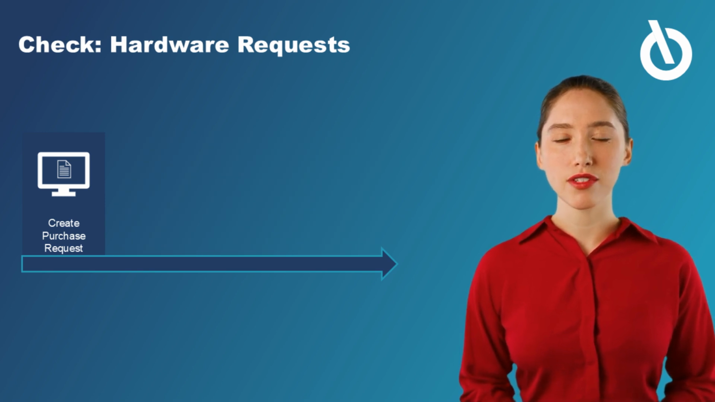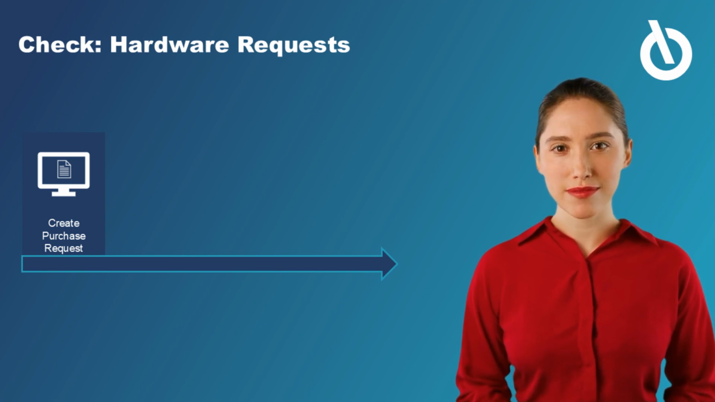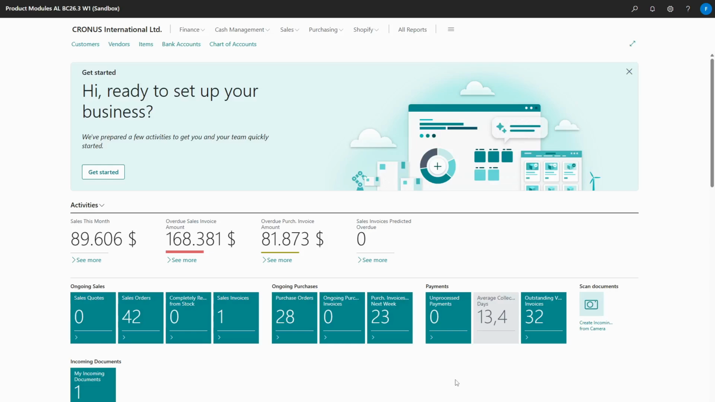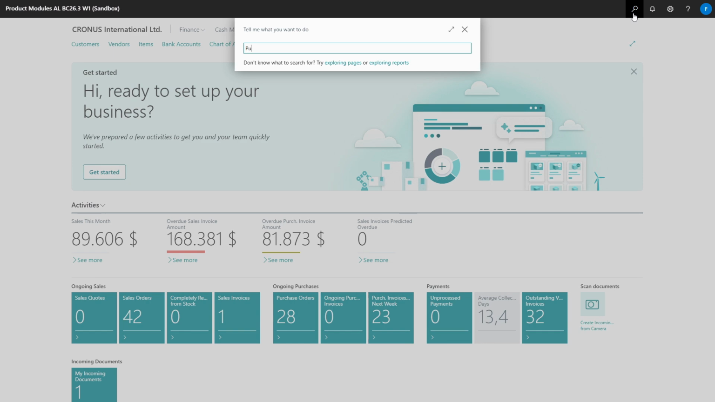We create a purchase request in Business Central for more than $3,000 USD and send it to start the workflow. Let's switch to Business Central. First, we open the purchase requests via the Tell Me function. Then we create a new one.